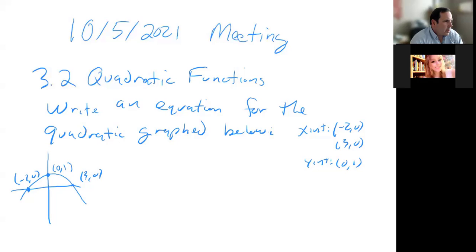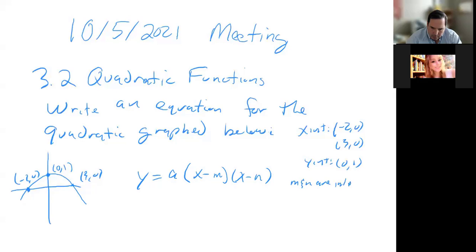So what we're after is something, we know it opens down, and the way their answer is, it's kind of interesting. It's not as bad as you might think. So think of this as y equals a times (x minus m) times (x minus n), where m and n are the intercepts. So we'd have y equals a times (x minus -2) times (x minus 3).